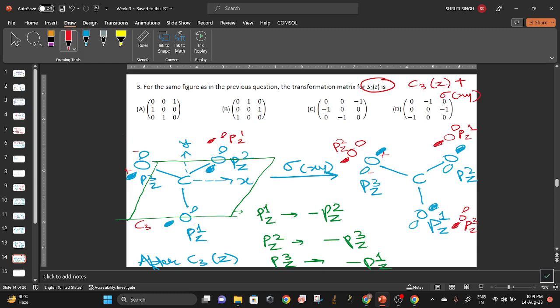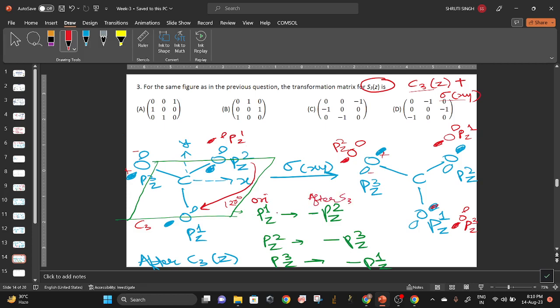Okay, pz1, in the original question pz1 was here, then we applied C3, so it came here by 120 degree rotation, and then after this we applied sigma xy, so lobes got changed like this. The dark one went up, the light one went down. Do you get this now? Yes, ma'am. So now we are comparing: S3 means two transformations combined in one, C3 and sigma. So this is original and this is after S3.